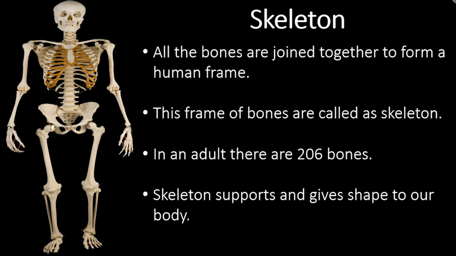Skeleton. Now all the bones are joined together to form a human frame. This frame of bones is called the skeleton. In an adult there are 206 bones. Skeleton supports and gives shape to our body. So the human frame of bones is called the skeleton. Just imagine, children, if God would not have given a skeleton in our body, then how our body would have been. Just give it a thought. So skeleton is a very important part of our body.